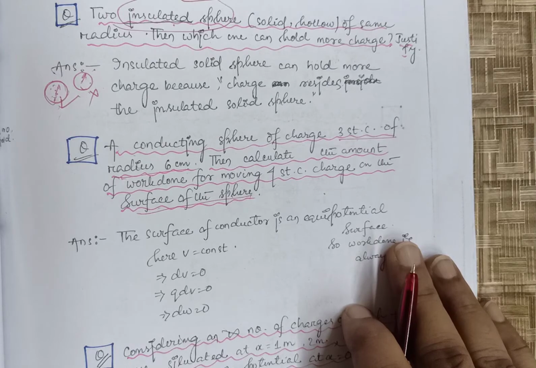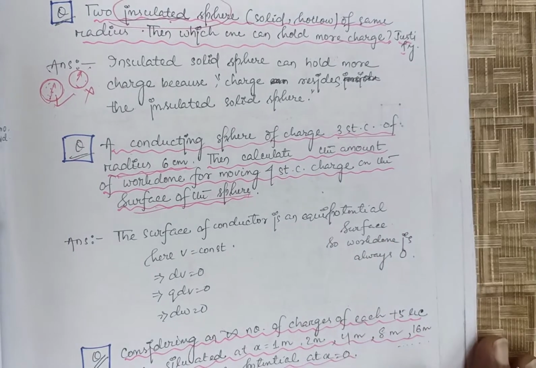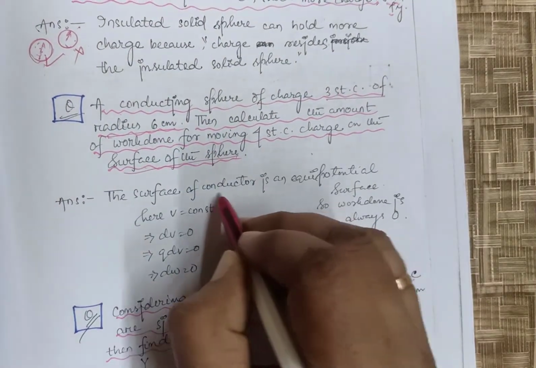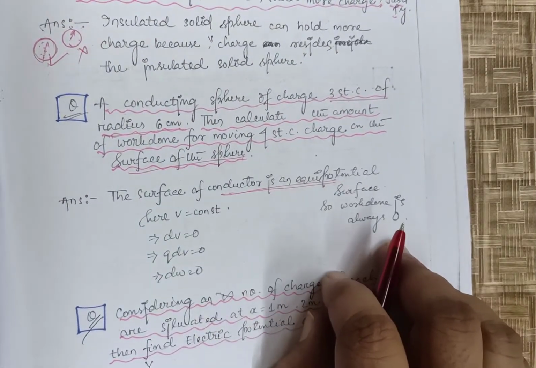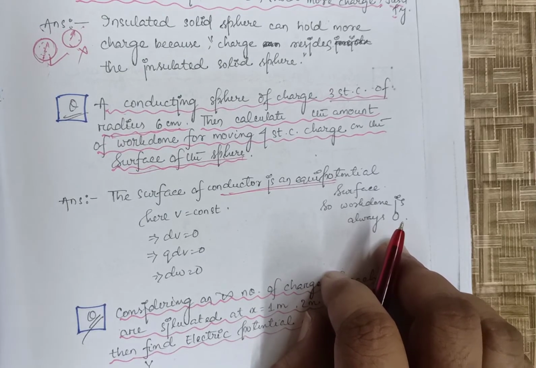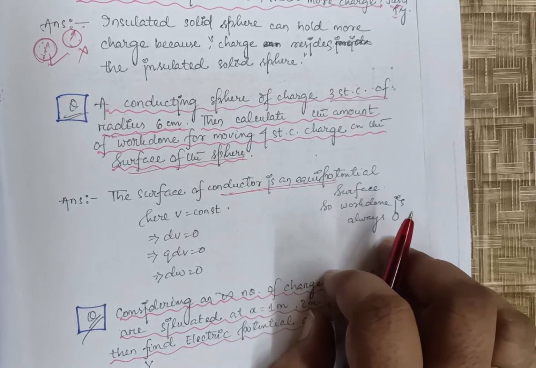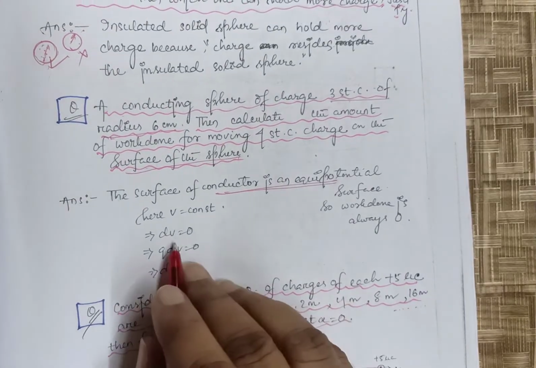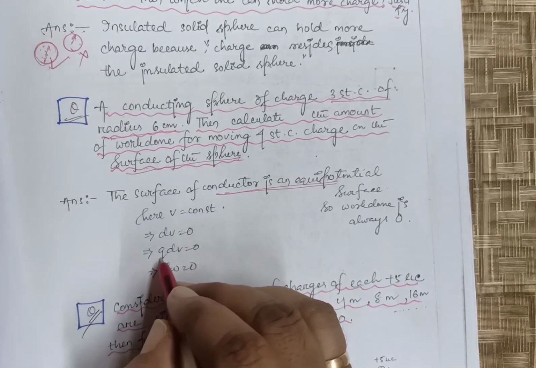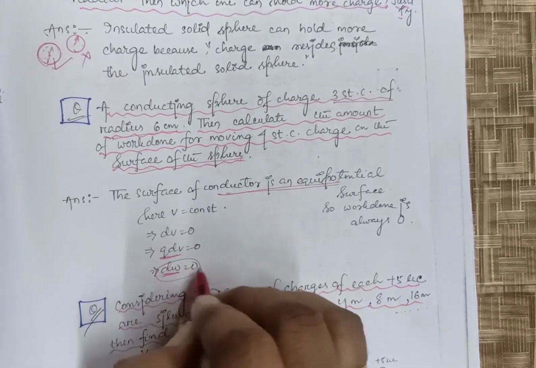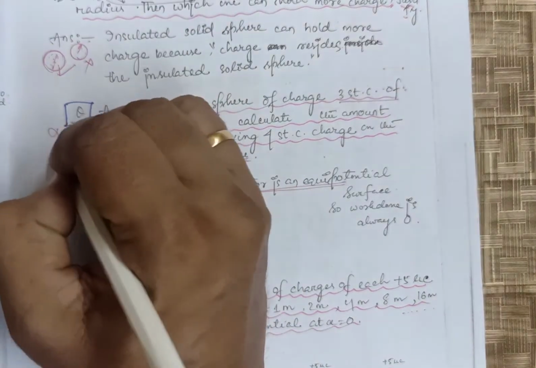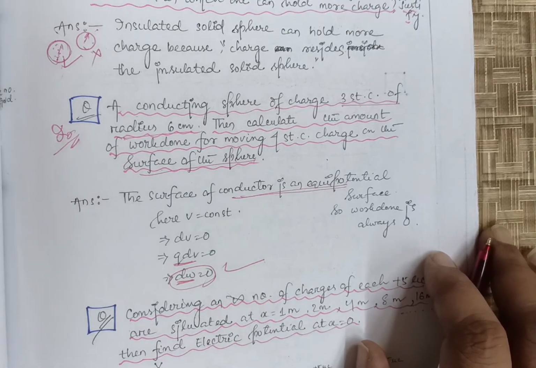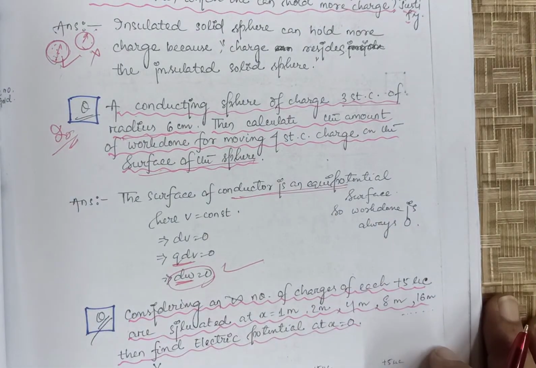But very interestingly, here the work done will be 0, because the surface of a conducting body is always an equipotential surface. We know the property of an equipotential surface: the work done in moving any charged body on an equipotential surface must be 0, because here V is constant, so dV is equal to 0. If you multiply Q dV, that gives dW, so the work done will be 0. This is an important question, asked in many exams also. For any conducting surface, if you move any charged body, the work done will be 0.